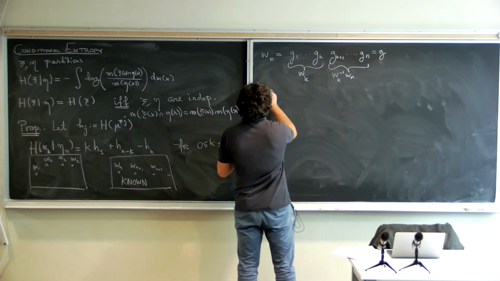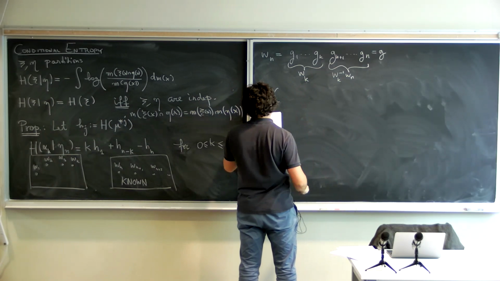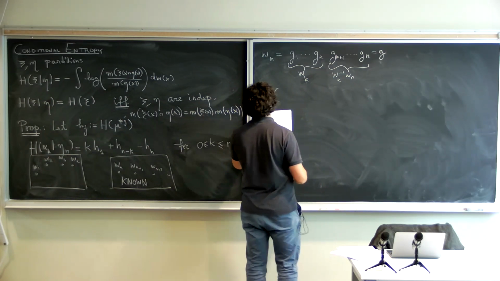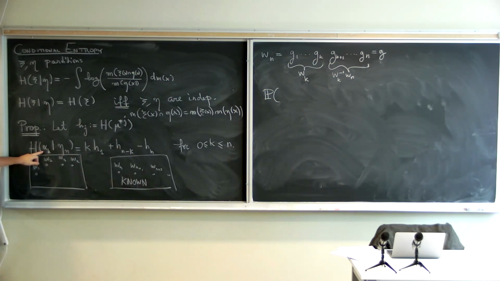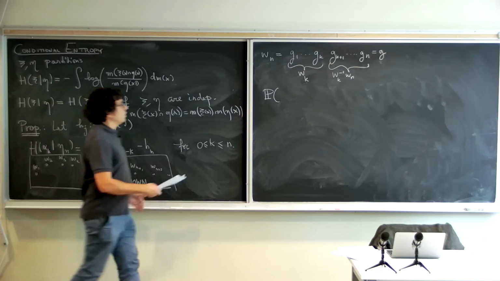So what is the probability? So what is alpha k? What does it mean to predict alpha k? It means you know the first k steps. Okay, so what do we want to predict?